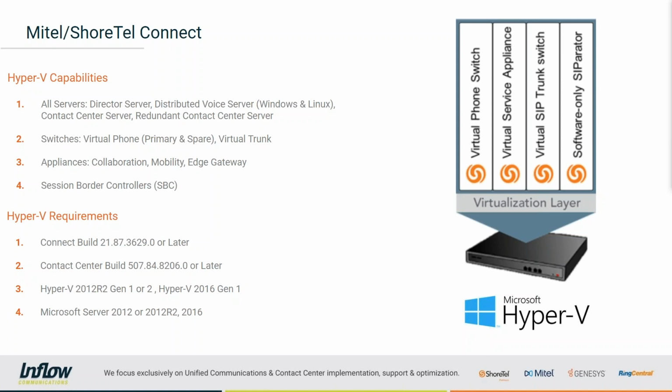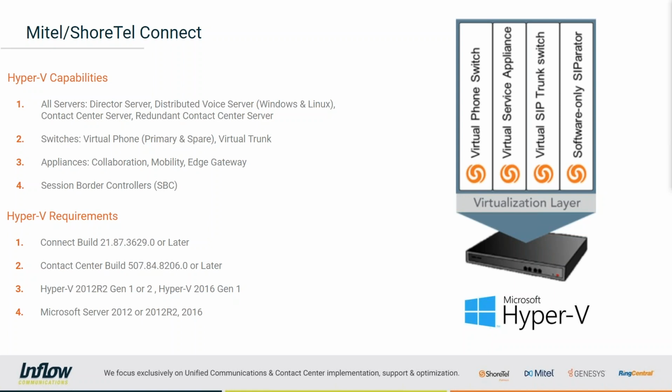All right, so some of the requirements around utilizing Hyper-V and Connect. So you have to be on a newer build. Well, I wouldn't say newer really. You have to be on a build from, I think it was May of last year, is when this build came out. Connect was out for about a little over a year before that, before it supported Hyper-V. So you do need to be on the 2187, 3629 or later build of Connect in order to support Hyper-V.